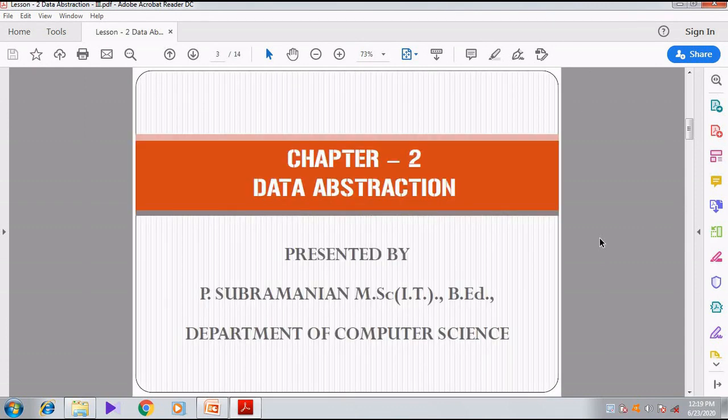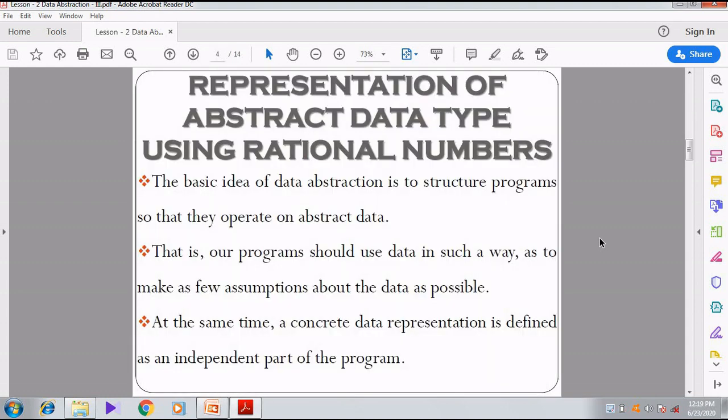So in this video we are going to discuss chapter 2, data abstraction. In that we are going to see the representation of abstract data type using rational numbers. So that is what we are going to see.